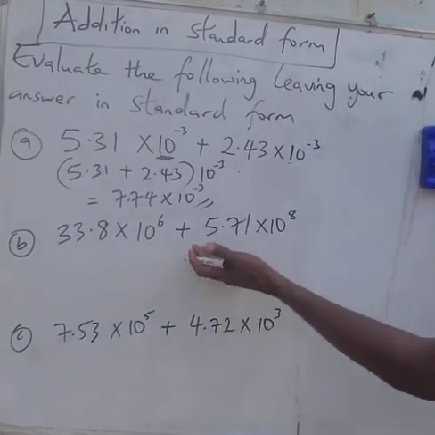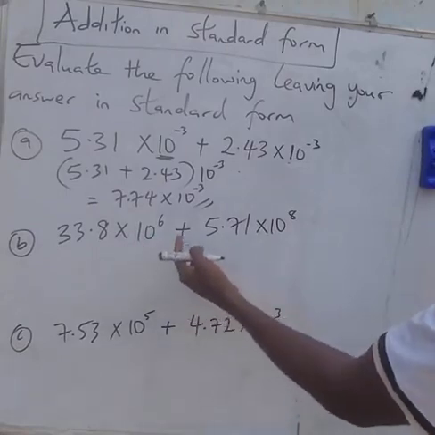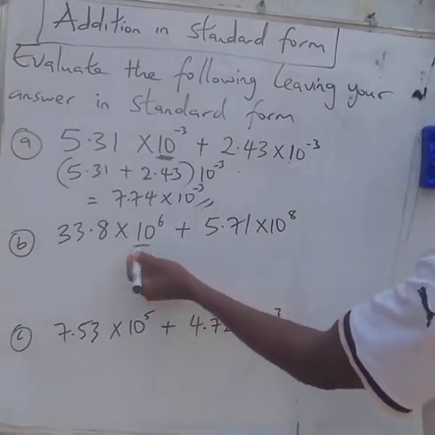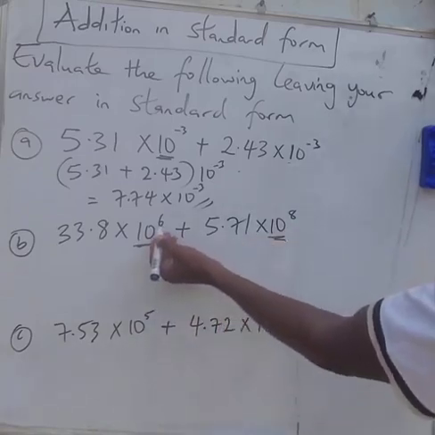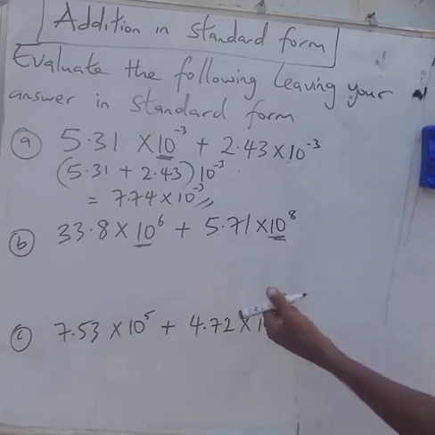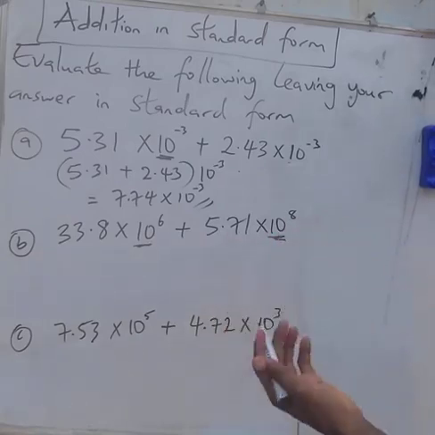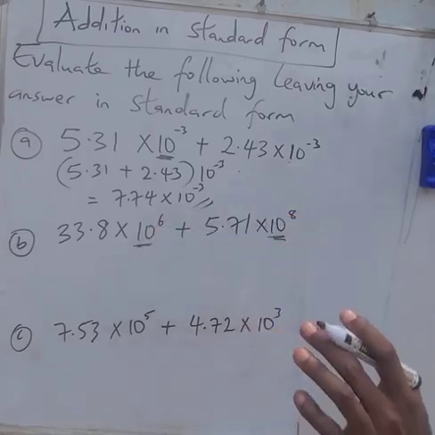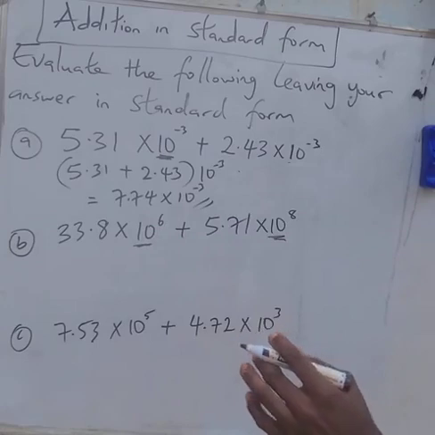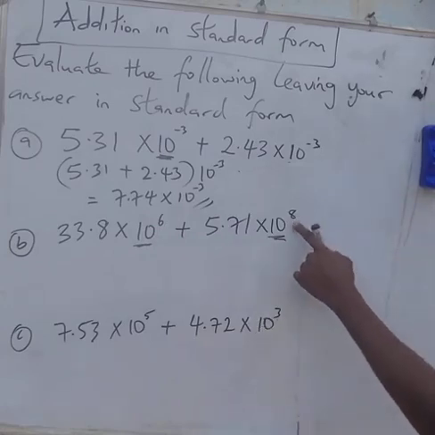All right, so let's try this one. Now watch, if you look at this, you see that this and this are not the same. This is power 6 and here is power 8. So you need to reduce or increase one of them to make sure that they are of the same power, depending on the one you want to do. So suppose that we want to reduce this.